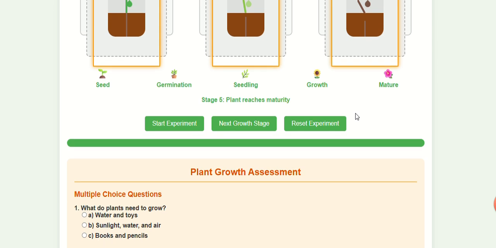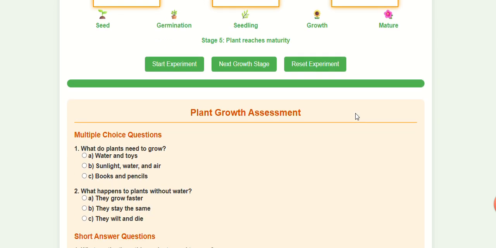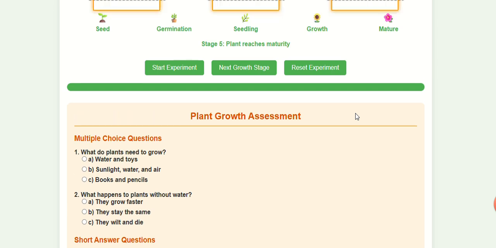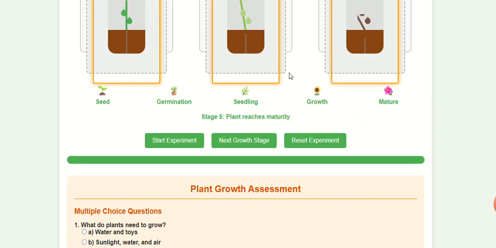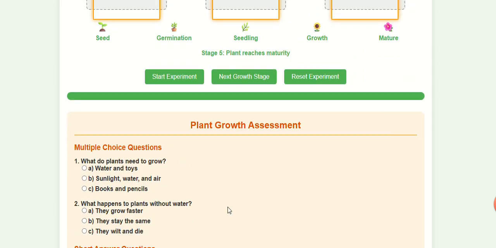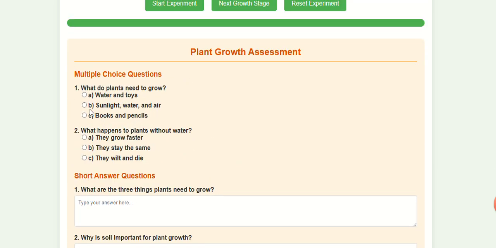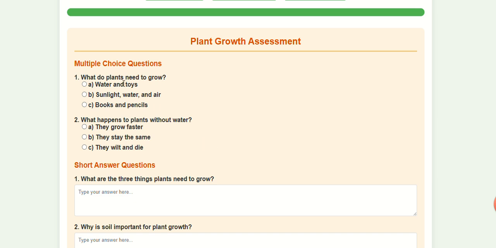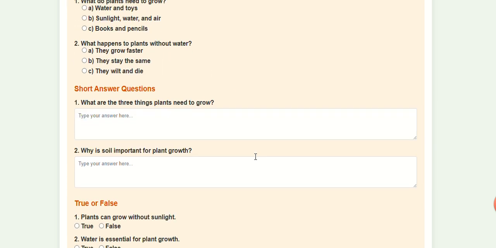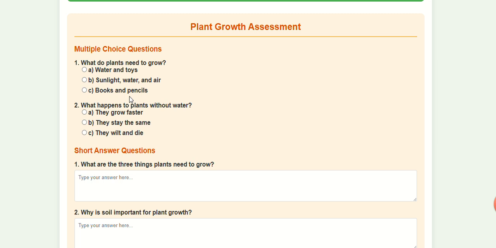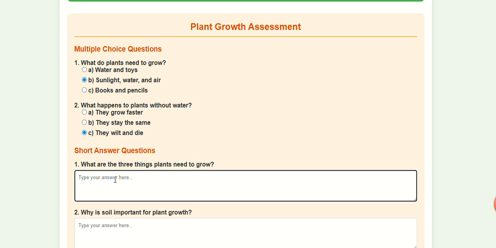The next thing is the plant growth assessment. After they are done with the simulation, they are going to answer this short quiz, which consists of multiple choice questions, short answer questions, and true or false. So they will have to choose which one is the correct answer. I'm showing you an example of how they will have to answer these questions.